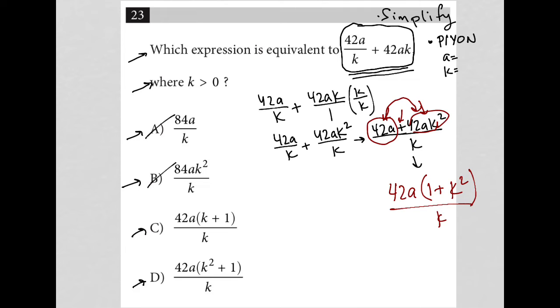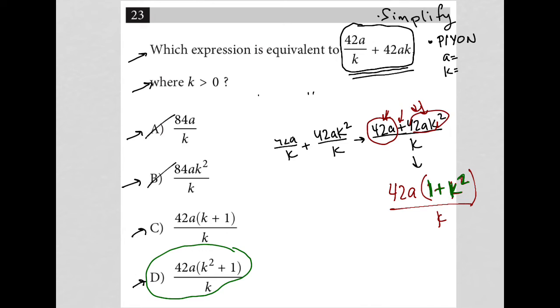So now do I have that answer? I do. It's actually choice D, right? The order of k squared plus 1 is different than what I have, but it doesn't really matter. 1 plus k squared is the exact same value as k squared plus 1. So that works, and therefore choice D is correct. Okay, so that's the simplification method. Let's show you the plug in your own number method.